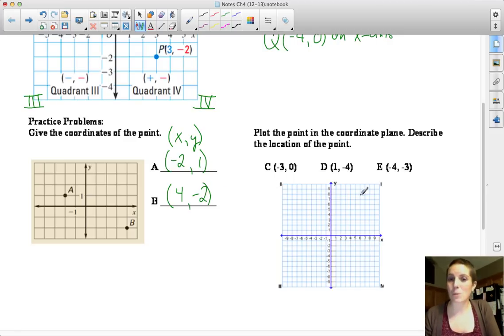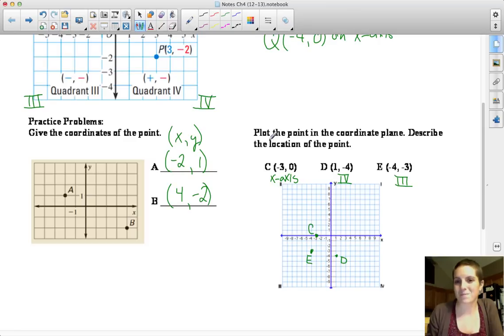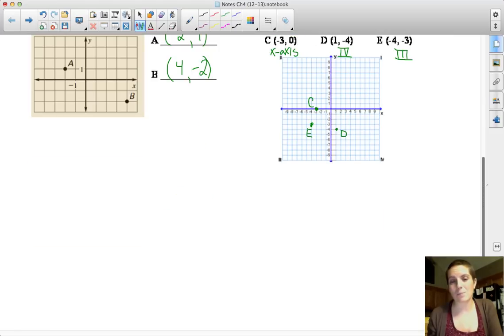If you haven't already done so, pause the video again and do points C, D, and E. So hopefully you've labeled C, D, and E and you've properly named their quadrant or axis. Be very cautious with these problems. They're easy points, but they're also easy to make mistakes on.